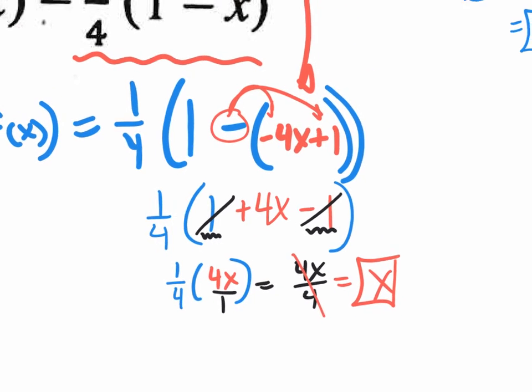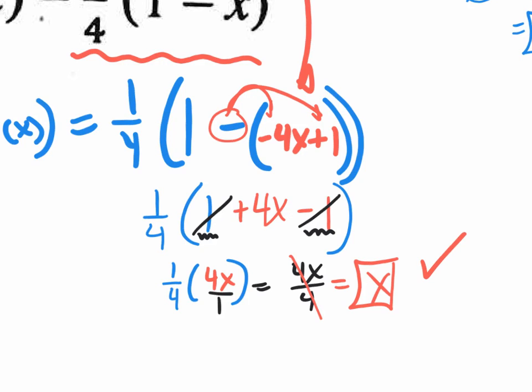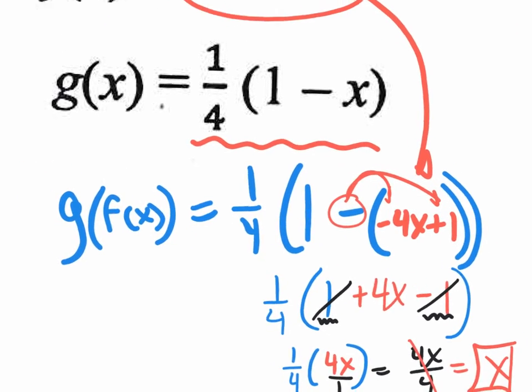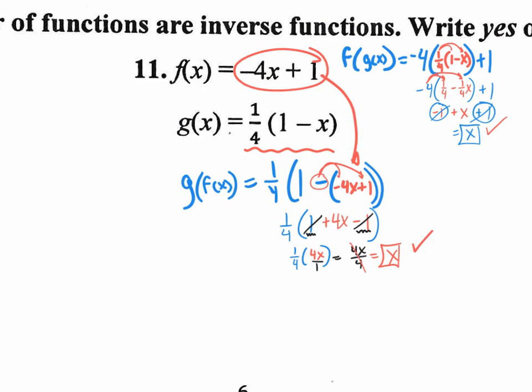So ladies and gentlemen, that's our second check right there. We know that yes, these guys are inverse functions of each other. Yes, they are. Why? Because this gave me an x and that gave me an x. If I would have ended up with a 5x and a 5x, they are not inverse functions. It has to be nothing but x.